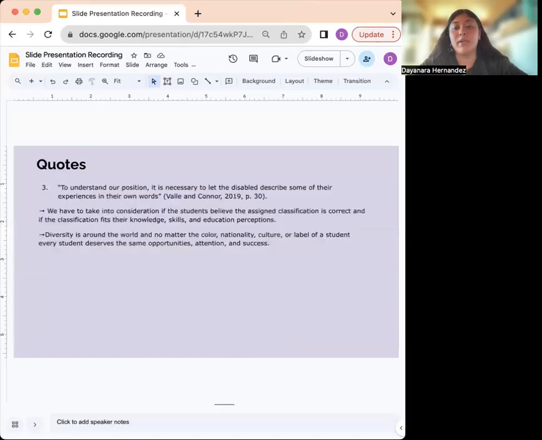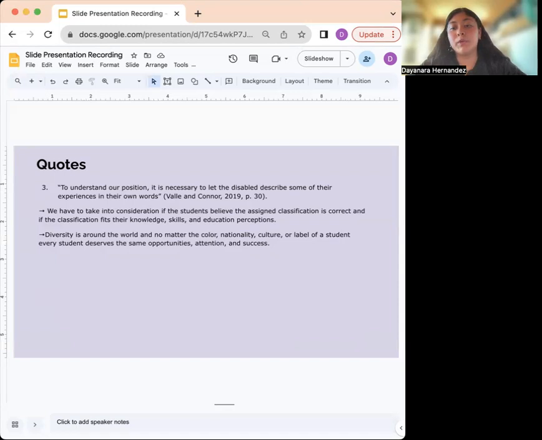And my last quote says, to understand our position, it's necessary to let the disabled describe some of their experience in their own words. We have to take into consideration if the students believe the assigned classification is correct and the classification fits their knowledge, skills, and education perception.